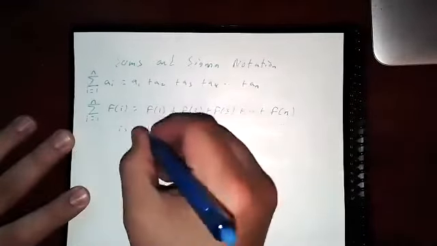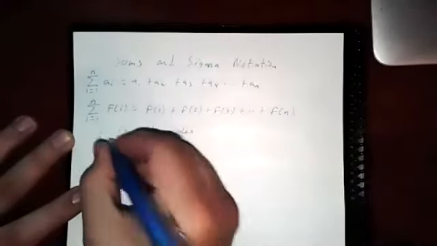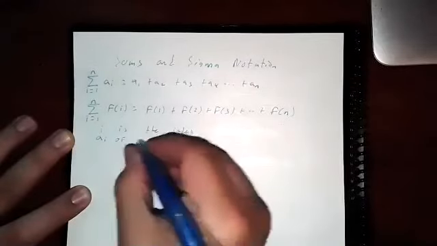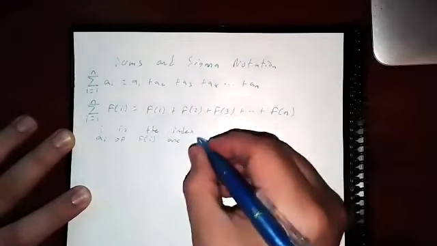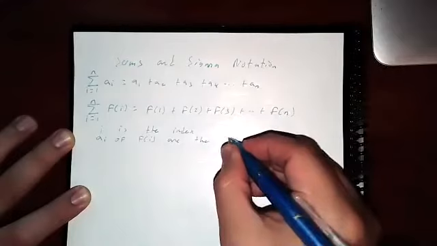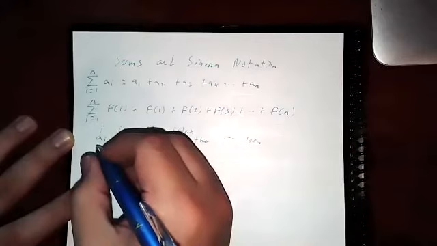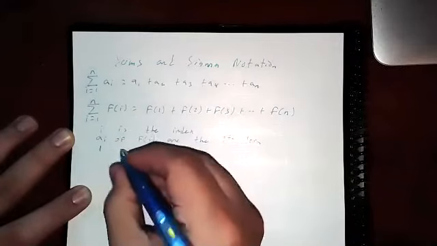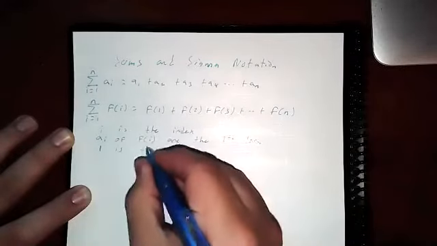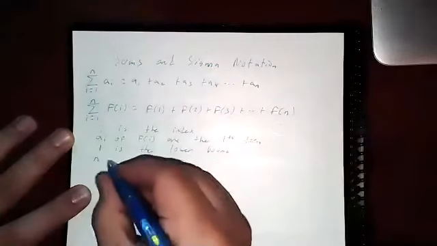i is the index. a sub i, or f of i, are the ith term. The number 1 at the bottom is the lower bound, but it can vary. It's not always 1. n is the upper bound.